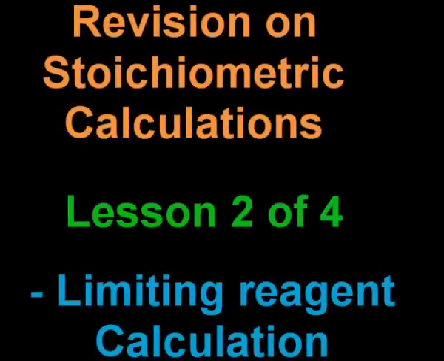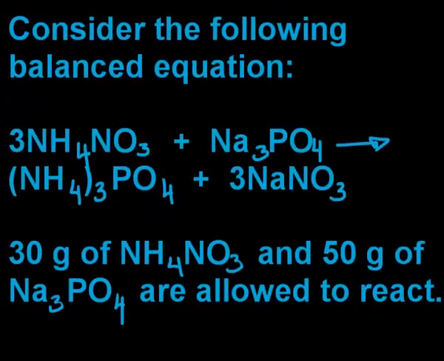Welcome to our second lesson on revision of our stoichiometric calculations. We'll be discussing the limiting reagent calculation today. To start, we're going to be given this equation that says our ammonium nitrate plus sodium phosphate is going to end up giving us ammonium phosphate plus sodium nitrate.